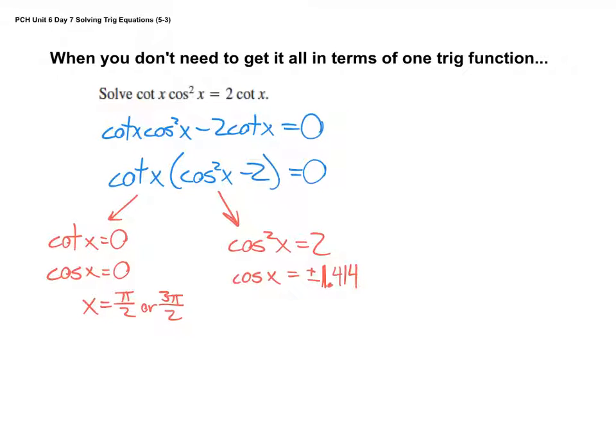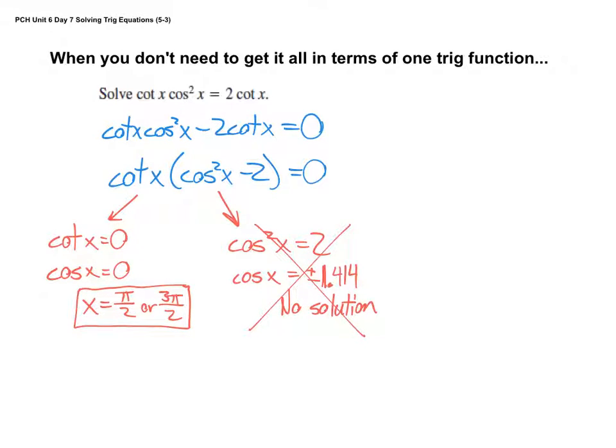What's the graph of cosine look like? Where does it start? At 1, and how far down does it go? -1, so it's out of range. There are no solutions. There's no angle that is going to give you a cosine bigger than 1 or smaller than -1. So this whole side is worthless. The only two answers we've got are right here.